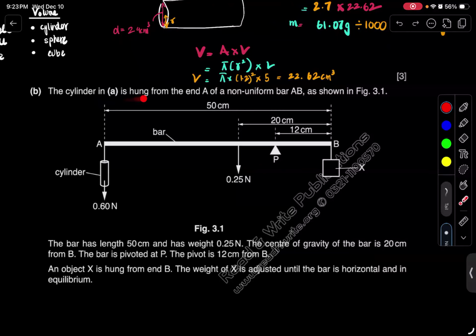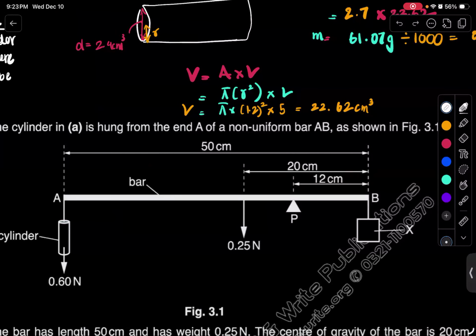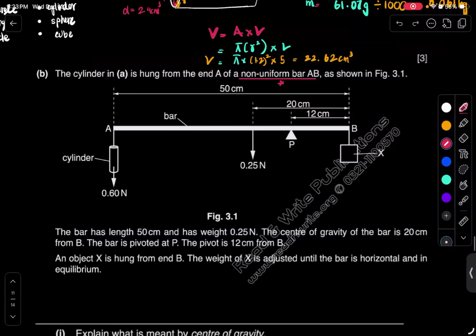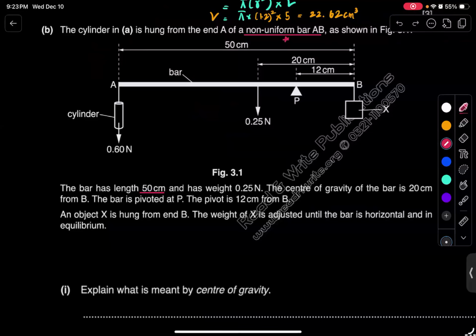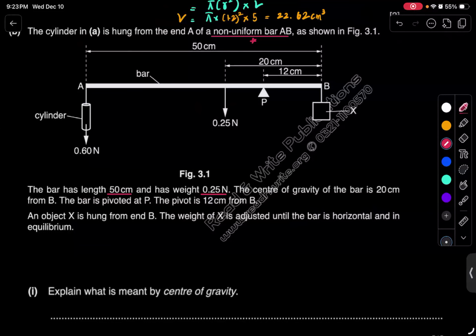The cylinder in A is hung from an end of a non-uniform bar. This is extremely important information, because that means not all of its weight is assumed to be acting at the center. The bar has a total length of 50 centimeters and a weight of 0.25 newton. The center of gravity of the bar is 20 centimeters from B. So this is the center of gravity of the bar.